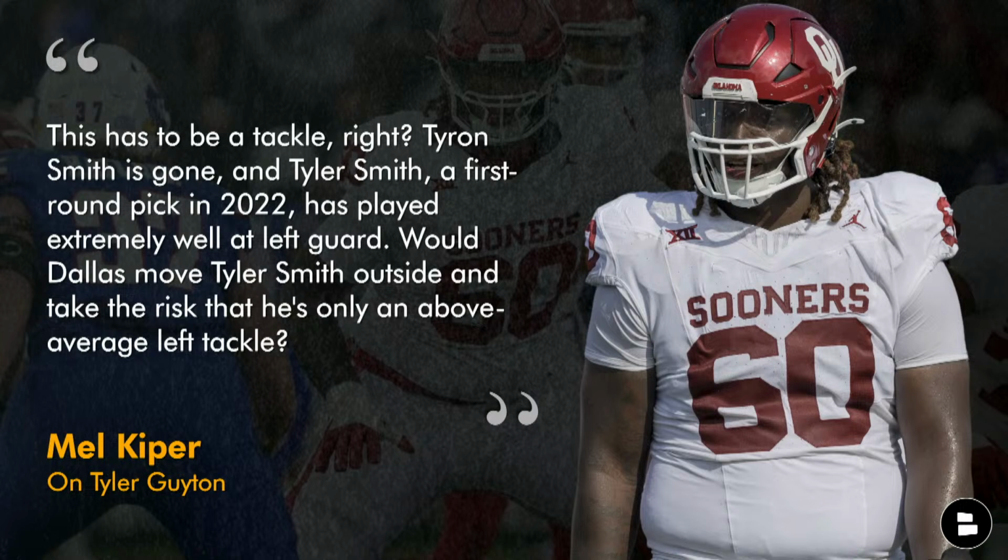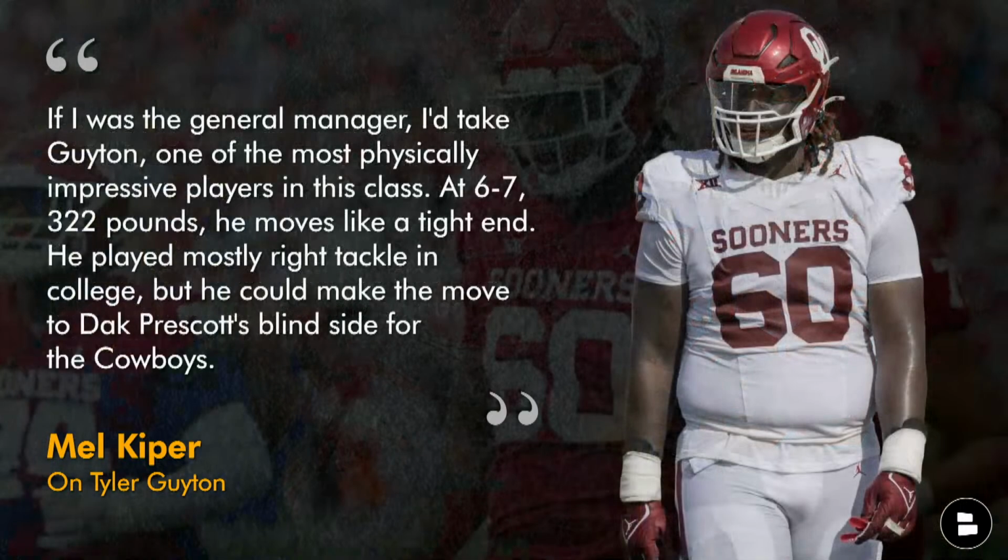This has to be a tackle, right? Tyron Smith is gone, and Tyler Smith, a first-round pick in 2022, has played extremely well at left guard. Would Dallas move Tyler Smith outside and take the risk he's only an above-average left tackle? If I was the general manager, I'd take Guyton, one of the most physically impressive players in this class. At 6'7", 322, he moves like a tight end. He played mostly right tackle in college, but he could make the move to Dak Prescott's blind side for the Cowboys.